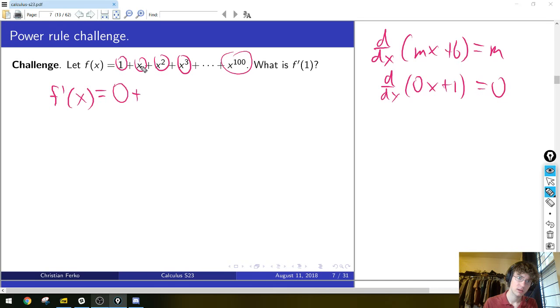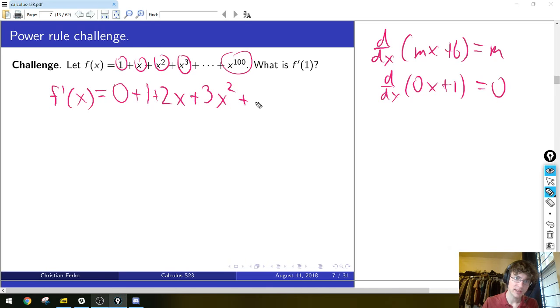I believe that this is going to be 1. Good. Alright, what's the derivative of x squared now? Is it 2x? It is 2x. Good. Let's keep going. What's the derivative of x cubed? 3x to the second. 3x to the second. Okay, good.